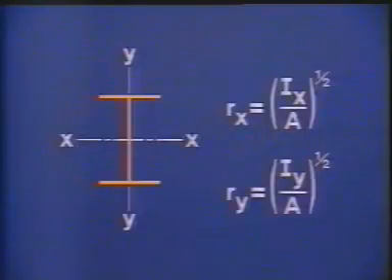The second moment of area, I, for an H-section, has principal values about the perpendicular x and y axes. Thus there are two values of the radius of gyration to be considered. Rx being the larger, xx is termed the major axis, and yy the minor.